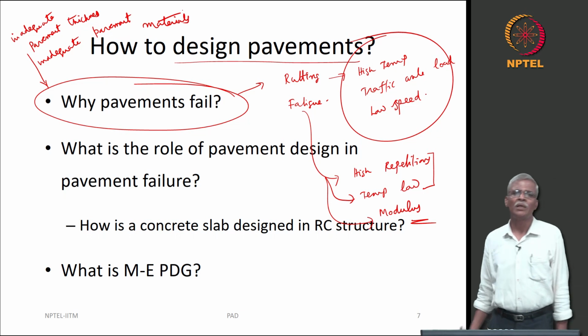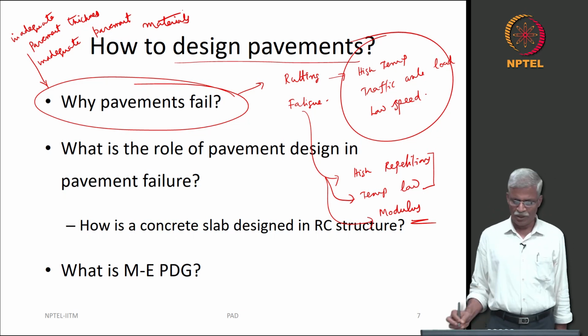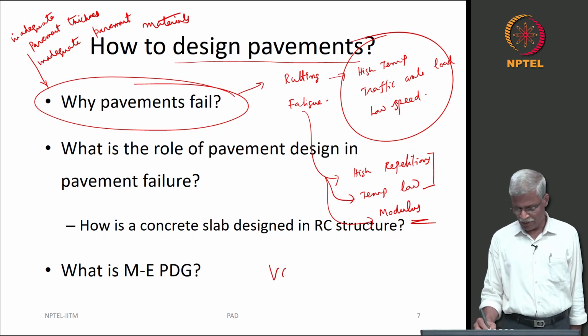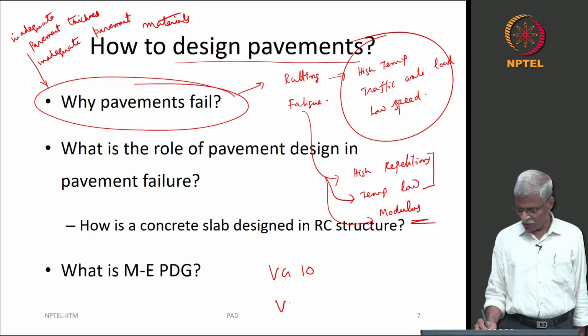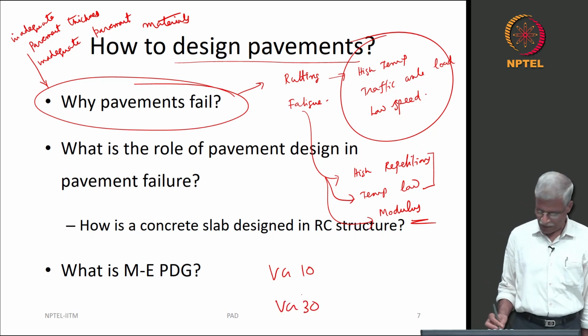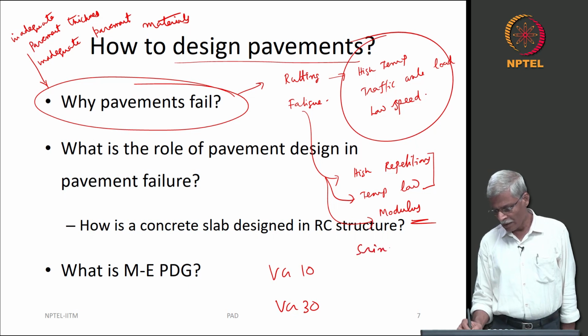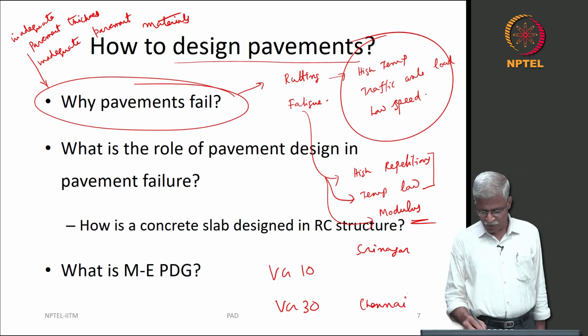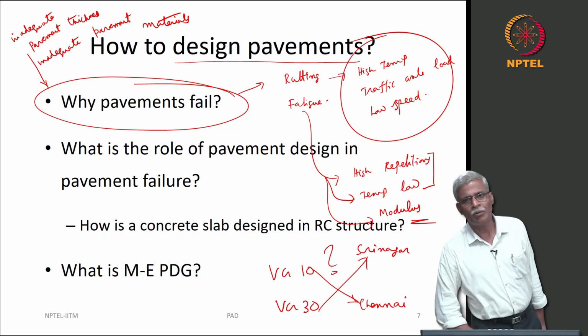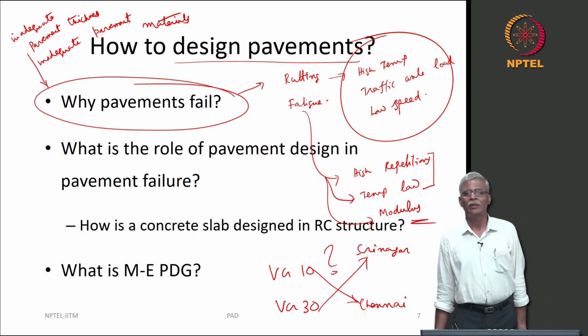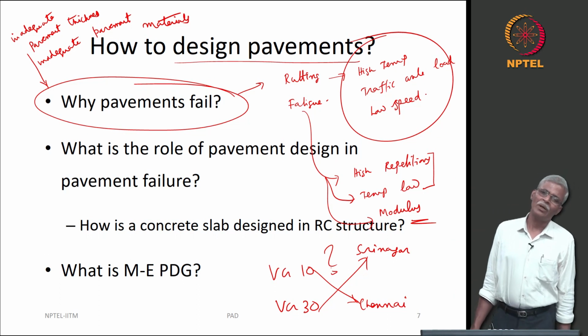Mean using a material that is inappropriate. See, for instance, just to give an example, there are 2 binders, VG30 and VG10. There are 2 locations, let us say Srinagar and Chennai. Now, what will happen if you use this? Think about it. Will it work? It will not work. Why will it not work?